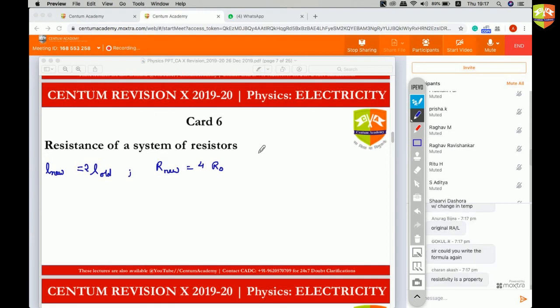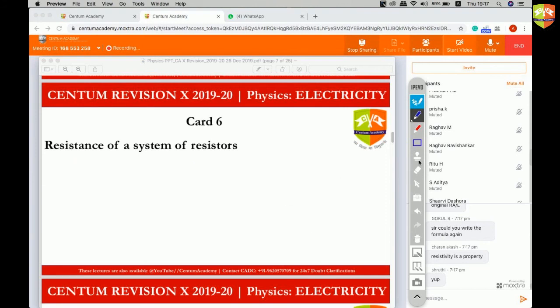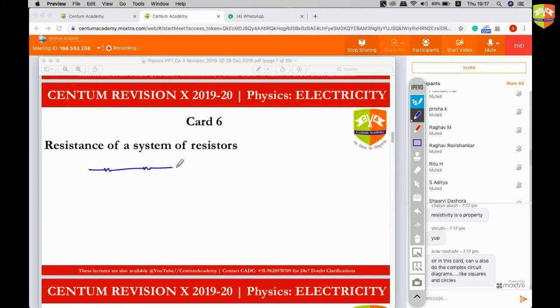Bringing any change to the dimension will not bring change into resistivity. Resistivity will only change because of a change in material, where you change the whole material itself, or for the same material, you change the temperature to a high extent, either increase or decrease. Clear or not? Yes, sir, that's clear. Thank you. Okay, no problem.